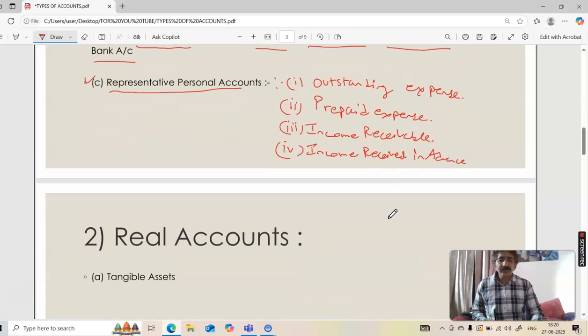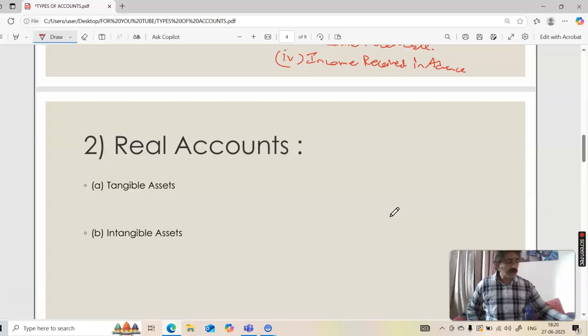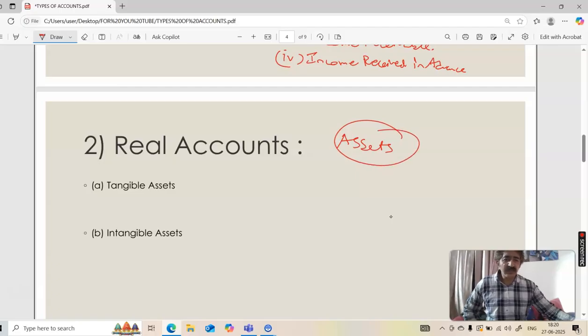Thereafter, we have real accounts. Real accounts are related to the properties owned by a business, or a better term, assets, the valuable things owned by a business firm. So real accounts are the accounts of various assets, things of value owned by a business. Now, these assets can be of two types, tangible assets and intangible assets. Tangible assets have a physical form. You can see, measure, touch and feel them.